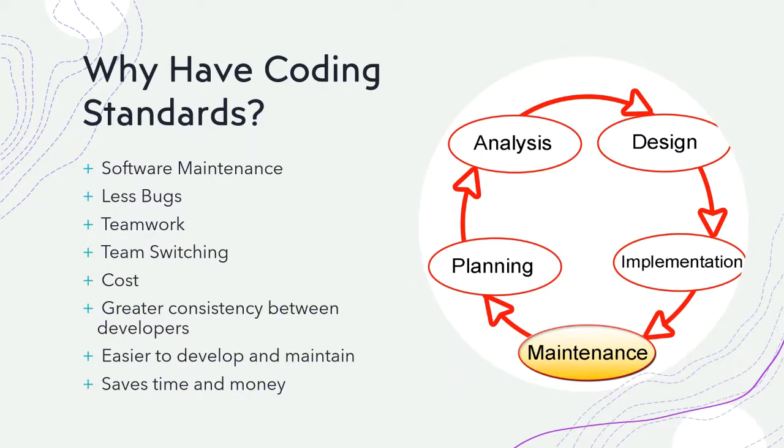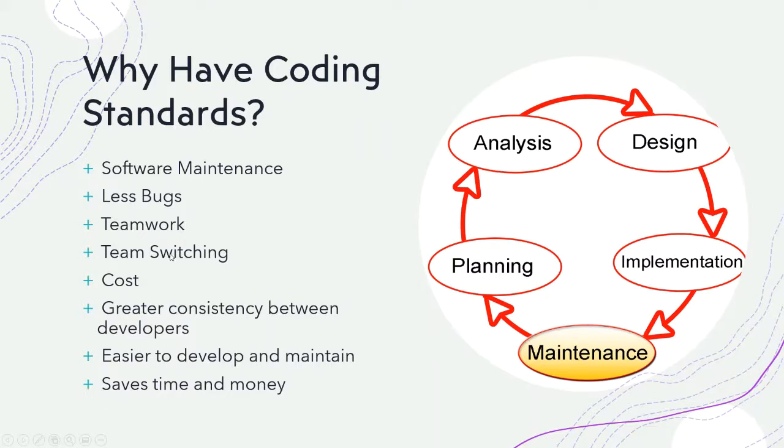So why do we need to have coding standards? We need them in order for our software to be easily maintained. And if our software can easily be maintained, there would be fewer bugs, and whenever we encounter bugs, problems or errors in our code, we can easily identify and fix them because we are following standards. And it would be easier for teamwork and team switching.